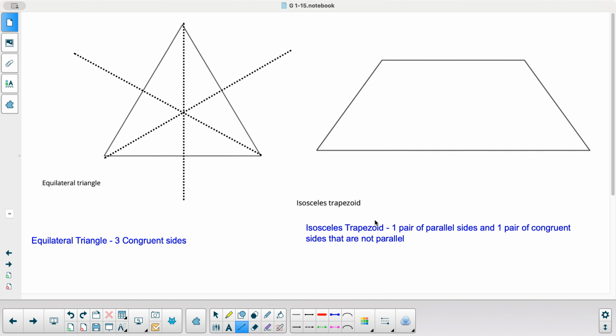An isosceles trapezoid. So you have one pair of parallel sides. So if you look up here, this top and bottom are parallel, and one pair of congruent sides that are not parallel. So these sides here are congruent, okay? So it's kind of like an isosceles triangle, but you chop part of it off and kept the bases parallel, okay? So this one will only have one line of symmetry, and it's only right through the middle. Because again, if I fold this over, they'll map right on top of each other.